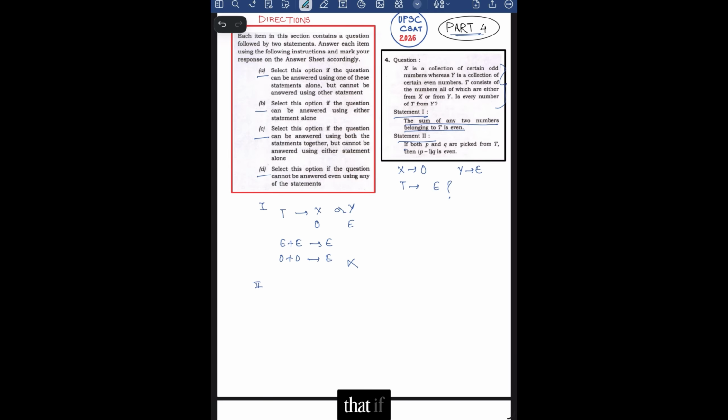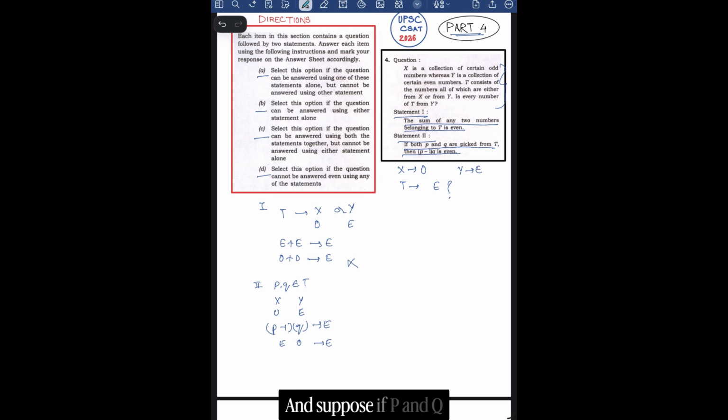Statement 2 states that if both P and Q are picked from T, then (P minus 1) into Q is even. So P and Q are elements of T. They are either the elements from X or they are both from Y. This means they are both either odd or they are both even. So (P minus 1) into Q will always be even, because if P and Q are odd, then P minus 1 will become even and Q will be odd. So even into odd will give us even.